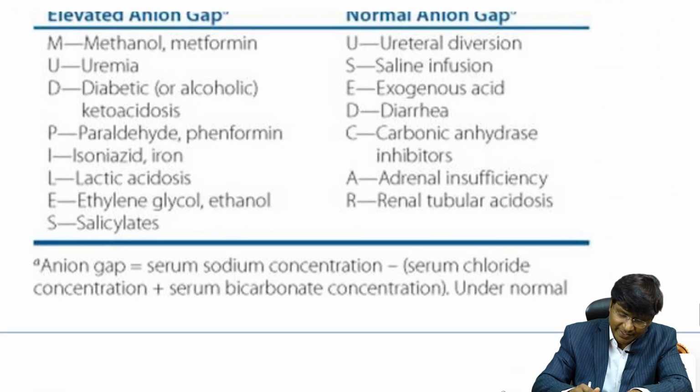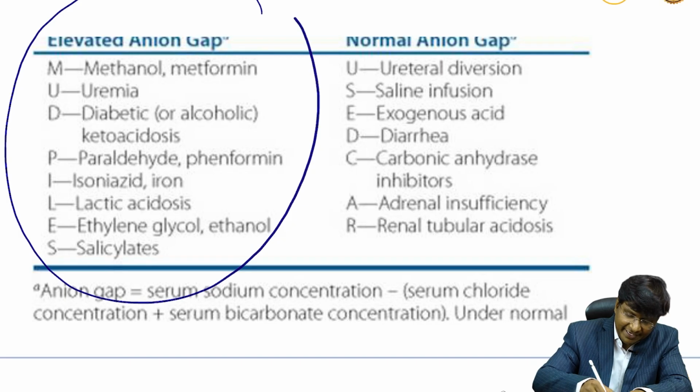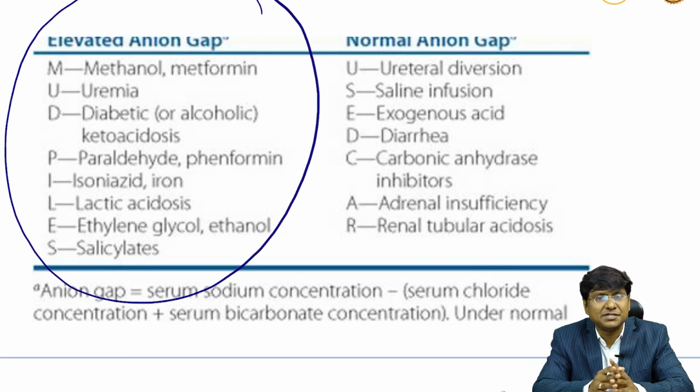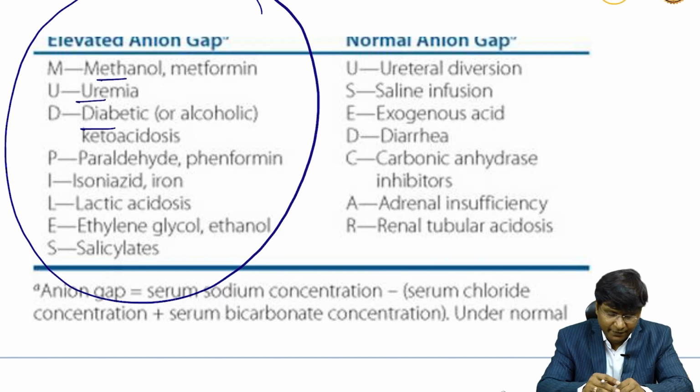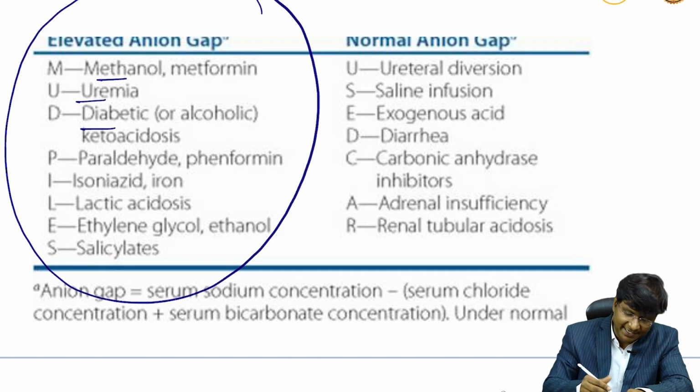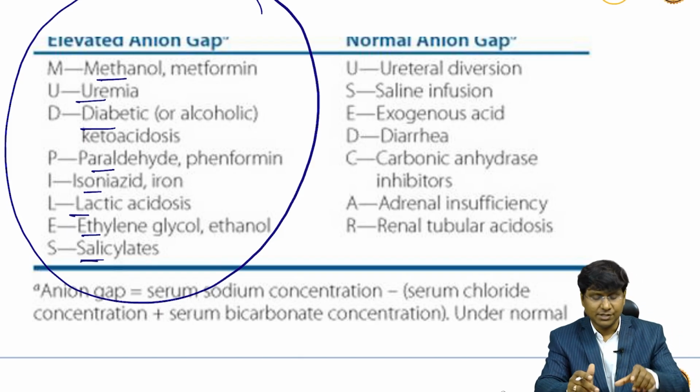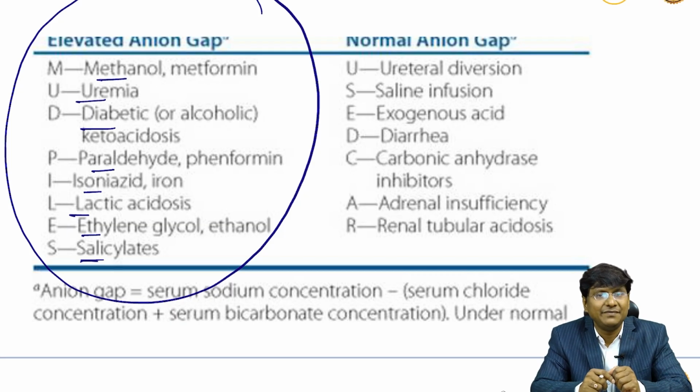So you take the conditions where there is elevated anion gap. Please remember this mnemonic, MUD PILES. M stands for methanol and metformin intoxication, U is uremia, D stands for diabetic ketoacidosis. And PILES: paraldehyde and phenformin, isoniazid or iron supplementation, lactic acidosis, ethylene glycol intoxication and ethanol intoxication, and salicylate poisoning. So these are the conditions where you have elevated anion gap.